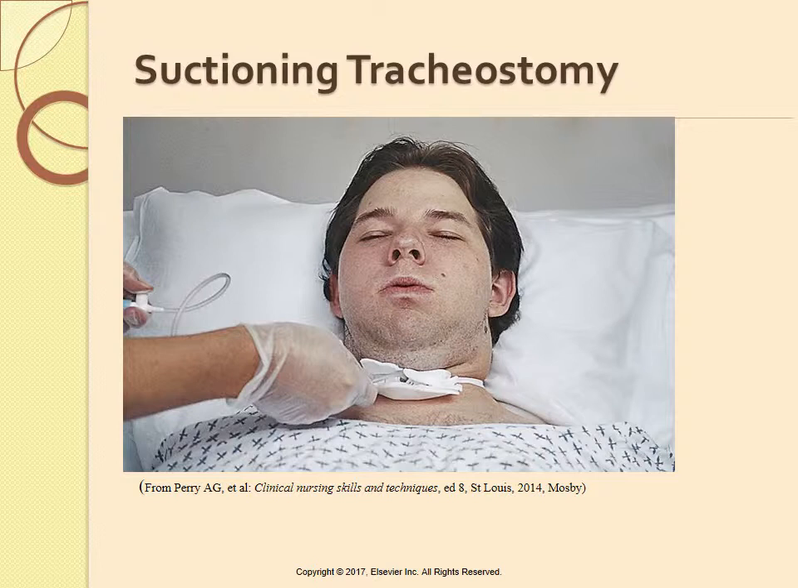Next step, gently insert the catheter without suction to minimize the amount of oxygen removed from the lungs. Insert the catheter to the point where the patient coughs, or you know resistance is met, or about 0.5 to 1 centimeter beyond the length of the artificial airway. Withdraw the catheter about 0.5 to 1 centimeters before applying suction to prevent trauma.